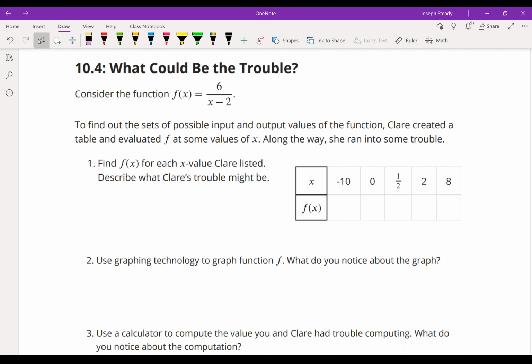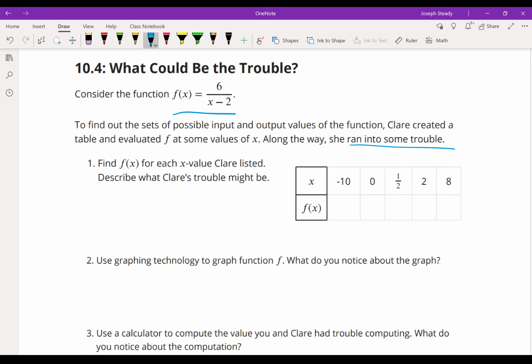Problem 10.4, we're going to help Claire calculate some input and output values for this function here, f of x equals 6 divided by x minus 2. So we're told that Claire ran into some trouble as she was running through these calculations, so we're going to try to help her out.